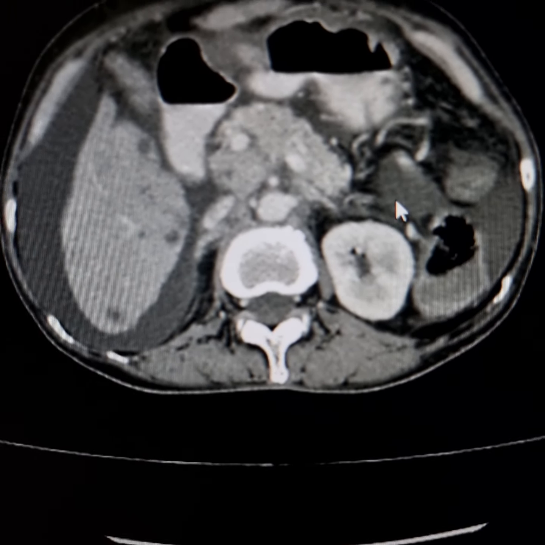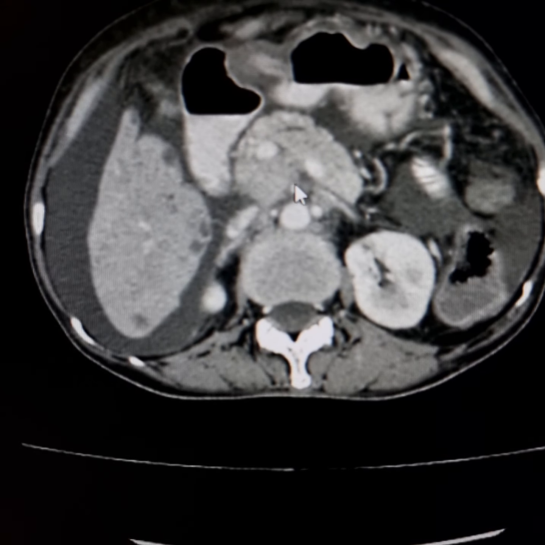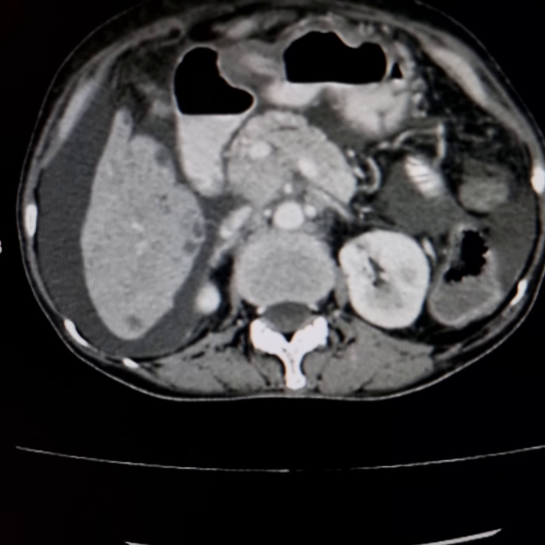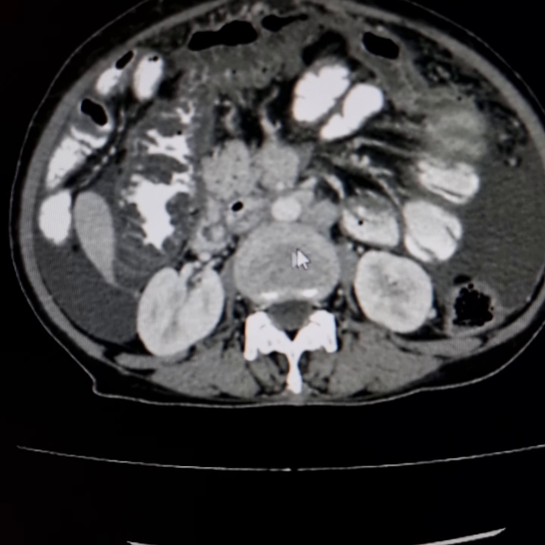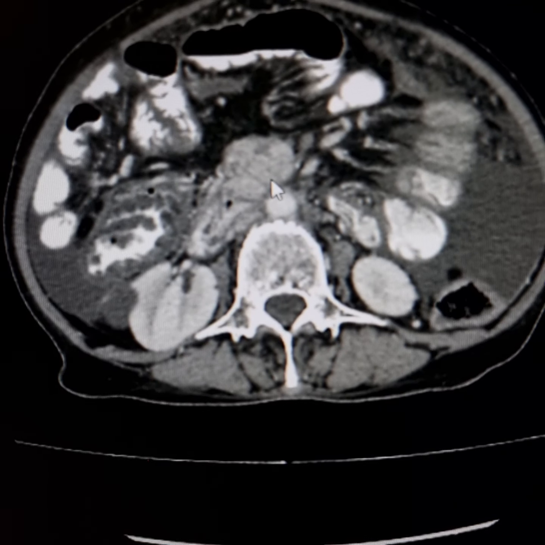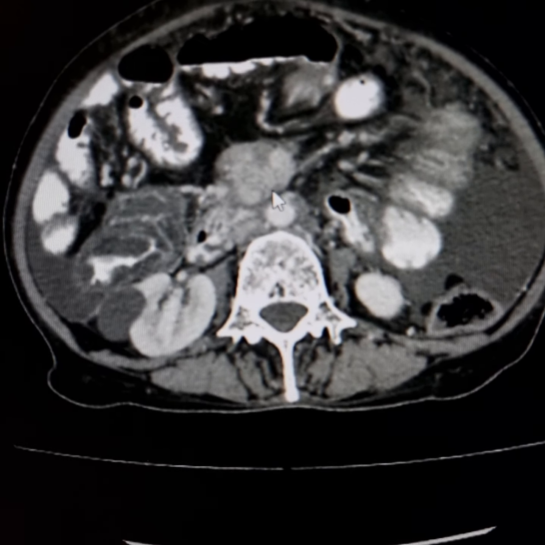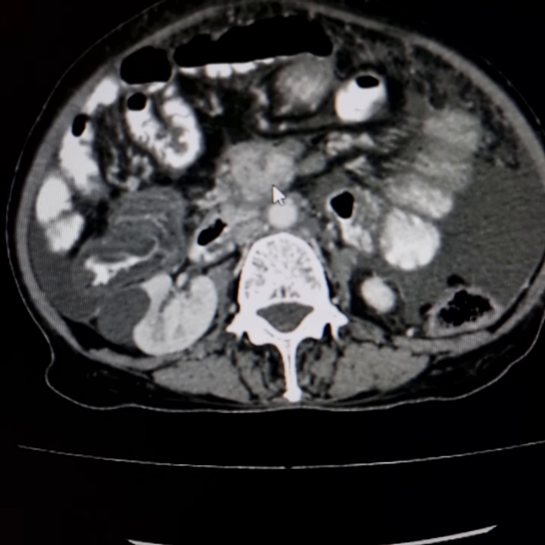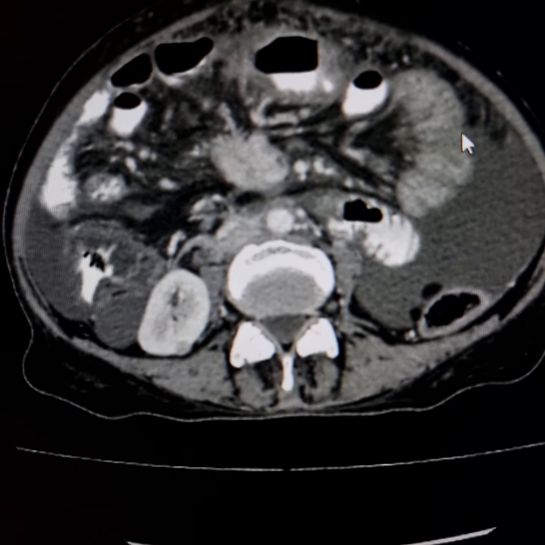Now please follow the superior mesenteric artery. This is the superior mesenteric artery, this one here. The lumens of the superior mesenteric artery and superior mesenteric vein are surrounded by the mass. Their lumens are occluded. These are not traceable lower down.